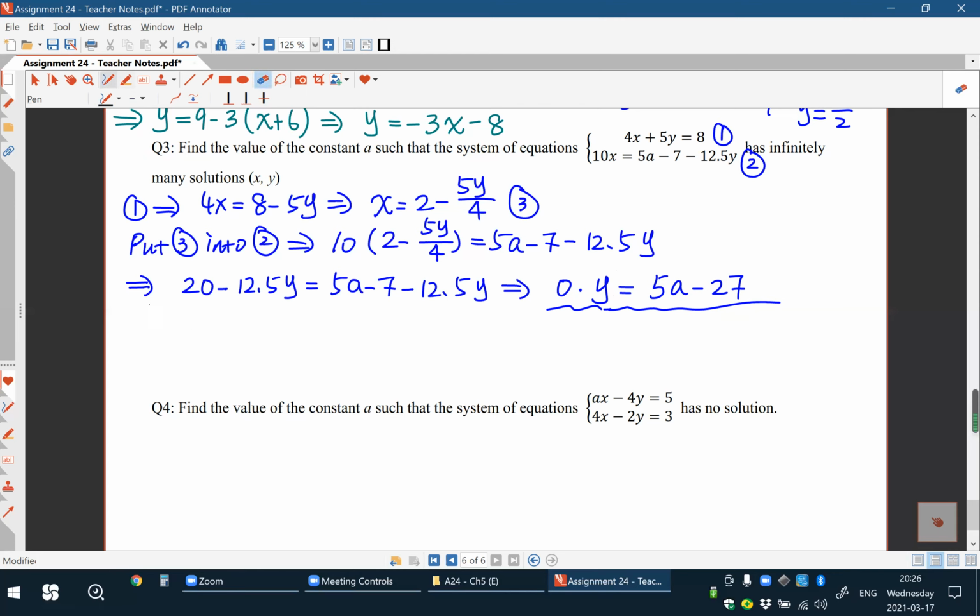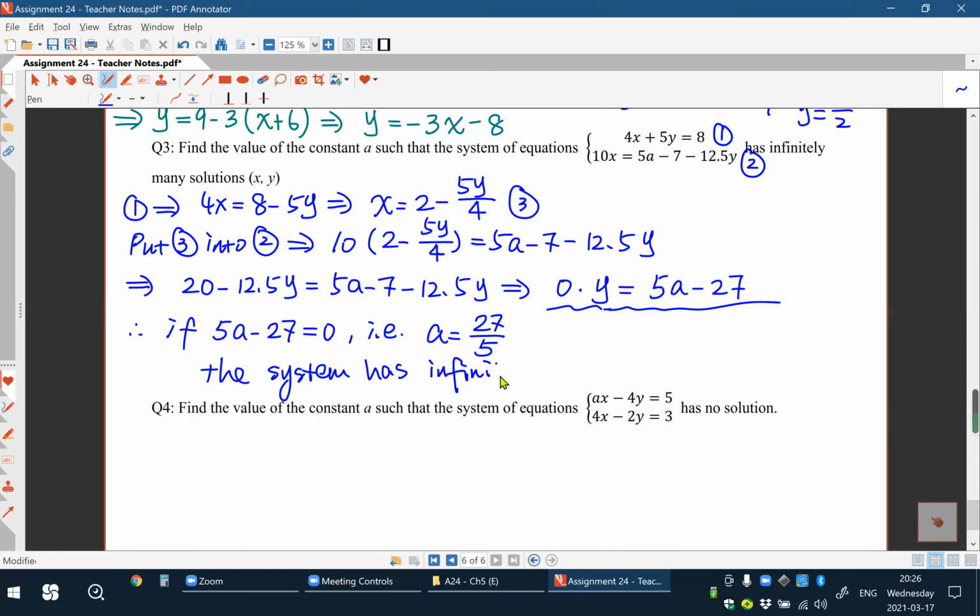So that means if 5a minus 27 equals 0, which means a is 27 over 5. In this case, the system has infinitely many solutions.